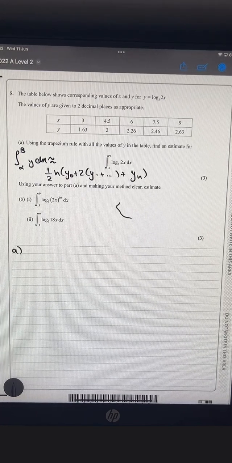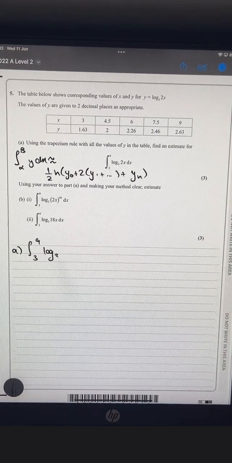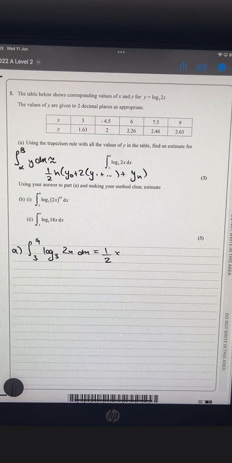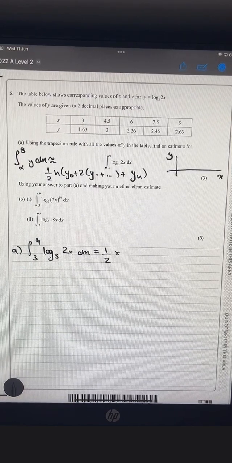Use the trapezium rule with all values to find an estimate for this. So I'm just going to write my log out. The integral from 3 to 9 of log to base 3 of x dx is going to be equal to a half. And what is my h value? That's the difference between the x values, right? Imagine you're plotting this on a graph, x and y. h is the difference on the x. That's going up by 1.5 each time.